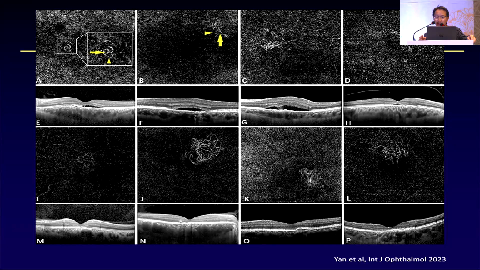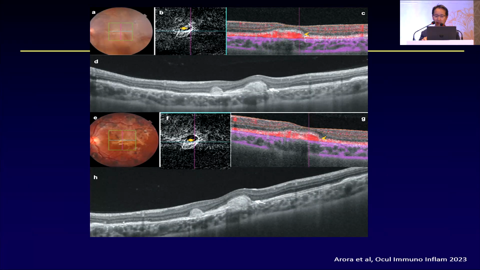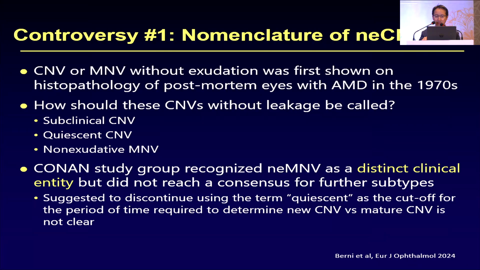These are some examples in pachychoroid CSC conditions. The top ones are those with subretinal fluid, so these are pachychoroid neovascularization with leakage. In the bottom, you can see the non-exudative CNVs. Here's a case of ocular inflammation. You can see some scar with the OCT showing the CNV, but without any exudation.